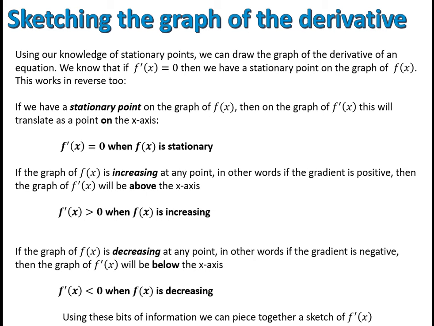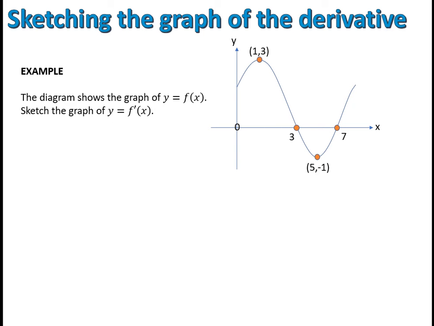So rather than a graph of x against y, this is going to be a graph of f'(x) against y. It's going to tell us what's happening in terms of the gradient. So we're using these three things. In the second one, if the graph of f(x) is increasing, in other words it's going up at any point, this translates into a graph of the derivative as being above 0. In other words, the derivative is greater than 0, is positive. And if the graph of f(x) is decreasing at any point, in other words the gradient is negative, on the graph of the derivative this will be below the x-axis. So using these bits of information, we can piece together a sketch of f'(x).